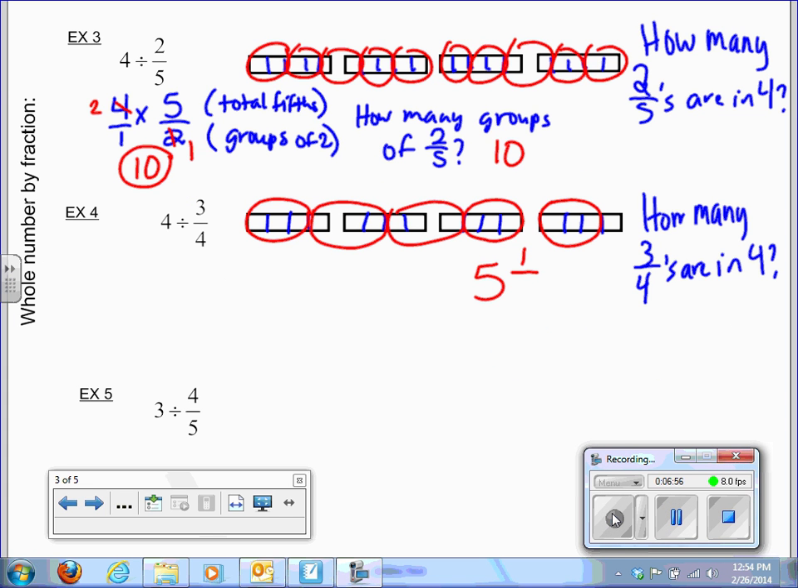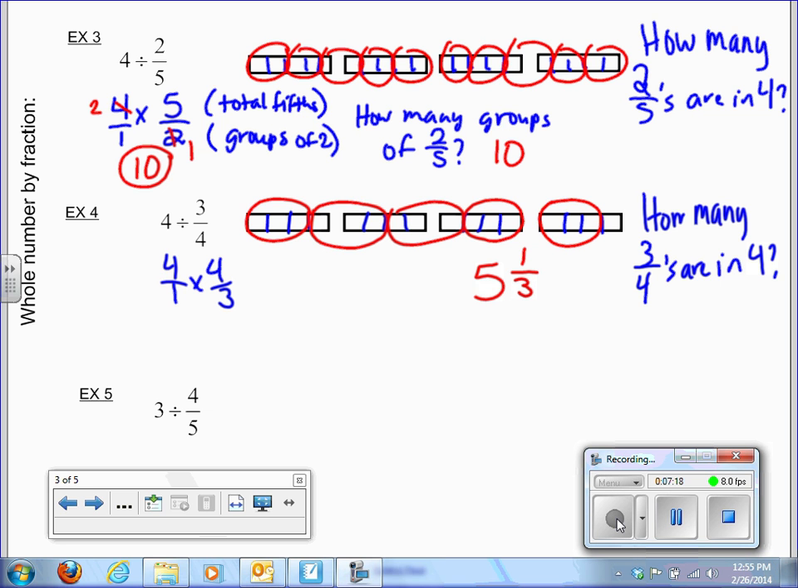So it is 5 and 1/3 because we have created groups of 3. Let's do the real math. Who can rewrite this division problem as a multiplication problem? I have to come back to Olivia because she wanted to say it before. Olivia. 4 over 1 times 4 over 3.